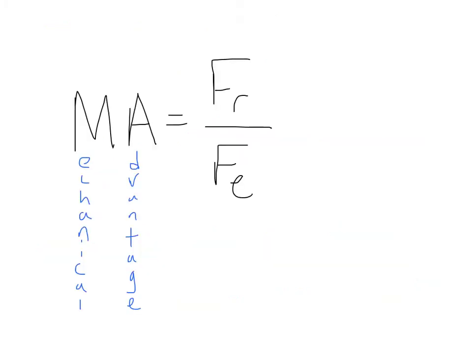And the mechanical advantage of the machine is then just a ratio of those two things. How much the machine is resisting as compared to how much effort you put in. So mechanical advantage can be shown by the equation that's here, force resistive over the effort force.